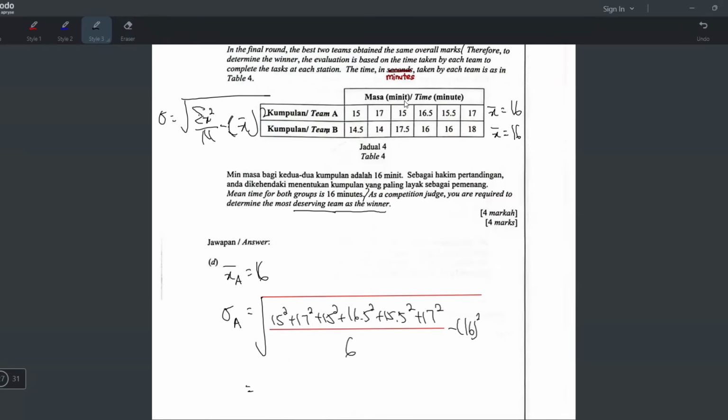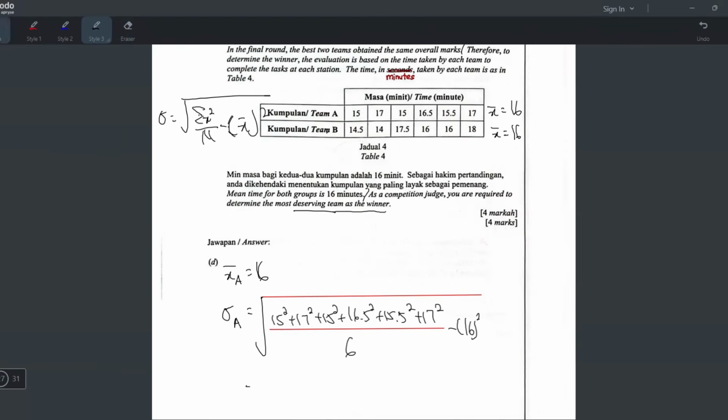But let's imagine this is group data. If it is group data, then in the formula you have to find the midpoint first, because it will have a frequency. Then the x here you use the midpoint, and the f you use the frequency. But this question is not group data, so we don't do it like that.